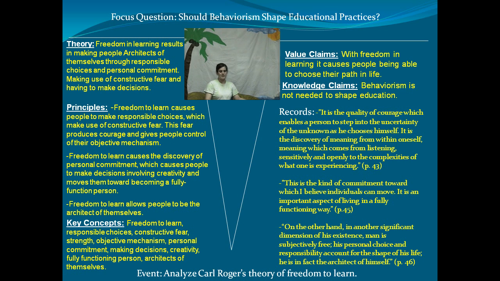A record that supports this is, on the other hand, in another significant dimension of his existence, man is subjectively free. His personal choice and responsibility account for the shape of his life, and he is in fact the architect of himself. Theory. Freedom to learn uses personal commitment and responsible choices and aids people in being the architect of themselves. Knowledge claims. Behaviorism is not needed to shape education. Value claims. With freedom in learning, people are able to choose their path in life.